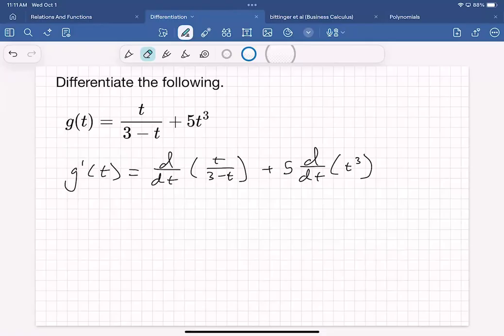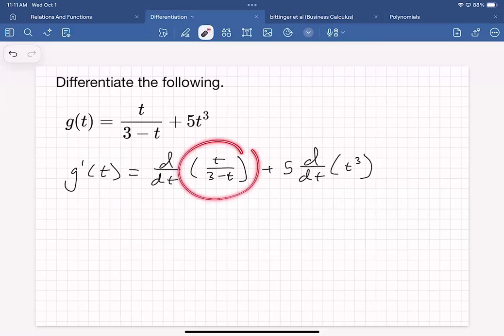The first one, though, we have a fraction. So how would someone prefer to differentiate this one? Or how should we do it? Anytime you have a fraction, what rule should we be thinking, hey, I probably need to use this? The quotient rule, right?